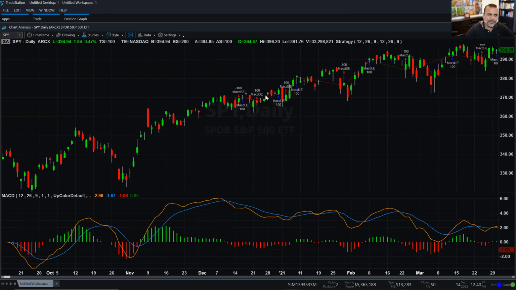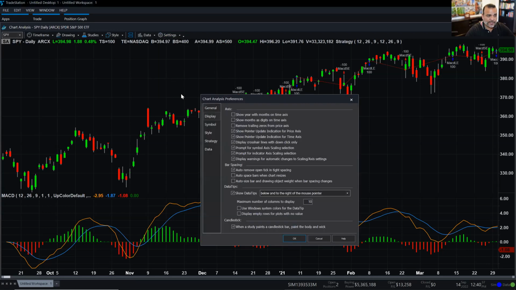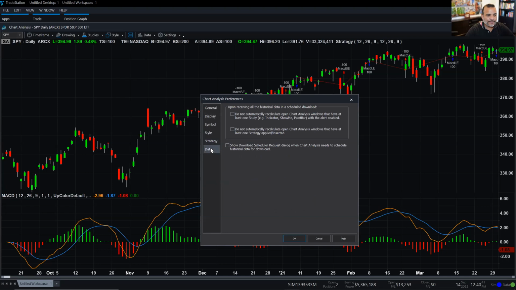Now, I want you guys to keep an eye on something. If I go to settings here, and you can go here as well, settings, and go to preferences. These are chart analysis preferences. If I go to data, on the data tab, there are going to be 2 checkboxes that I believe are turned on by default. So if you're doing this on your TradeStations, you're probably seeing the two checkboxes checked.